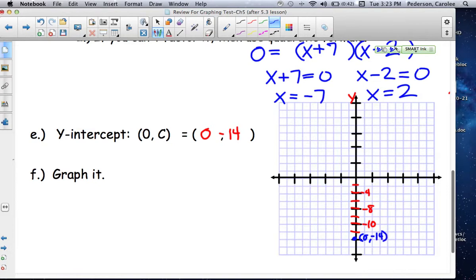Now our x-intercepts. Our x-intercepts were negative 7 and 2. So remember, they go on the x-axis. I'm going to go by 2 again. So this represents over 2. So we're over 2, up 0. Then we're going to go negative 7. So 2, 4, 6. Well, halfway would be about here. There is negative 7, 0.